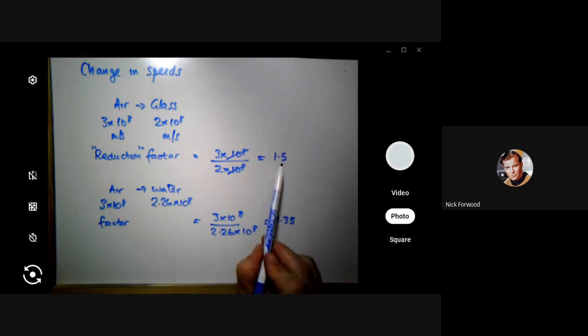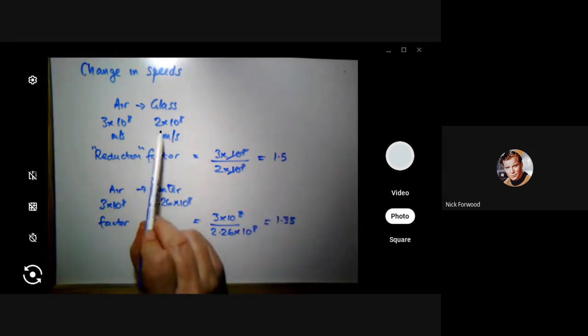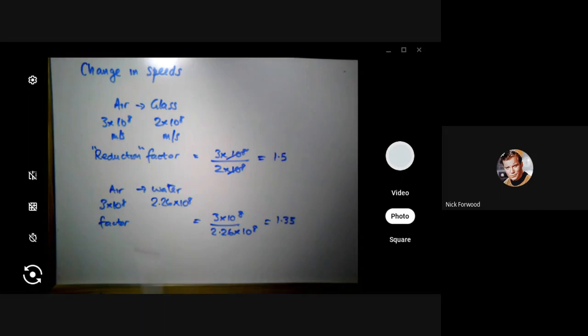So this factor is bigger. Why is this factor bigger? It's bigger because the speed slows down by more. This one is a little bit less because the speed it slows down is less. 2.26 is nearer 3 than 2 is nearer 3.